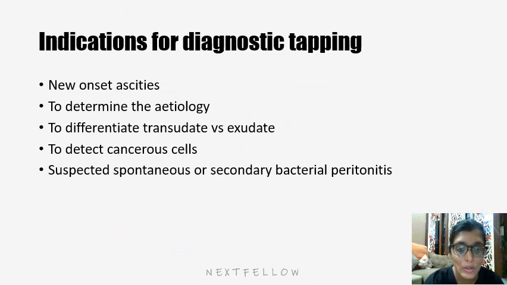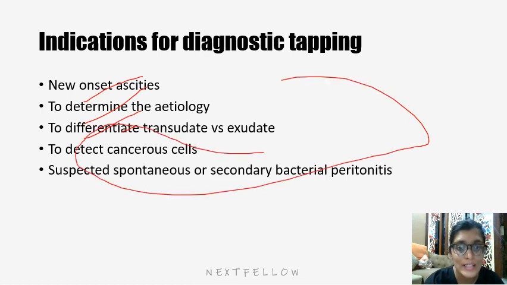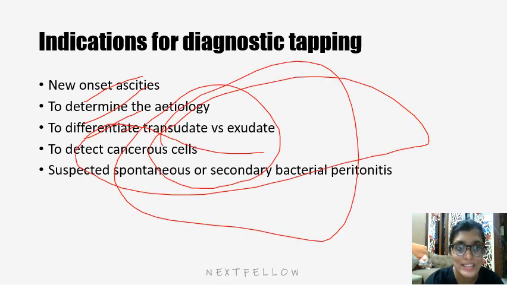And for diagnostic paracentesis, the technique used is the Z technique. Indications for diagnostic tapping are new onset ascites to determine the etiology, to differentiate between transudate and exudate, to detect malignant cells, and suspected spontaneous or secondary bacterial peritonitis, that is SBP.